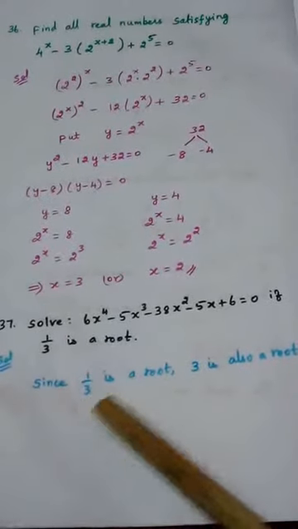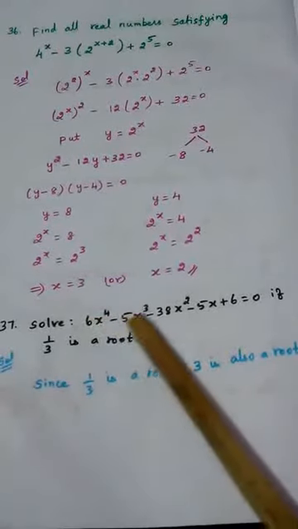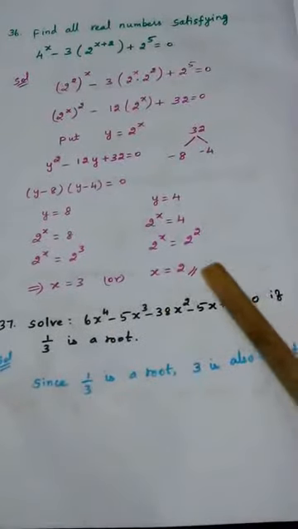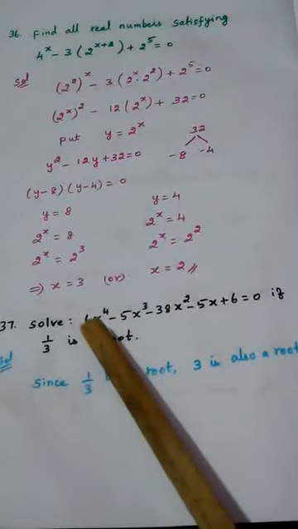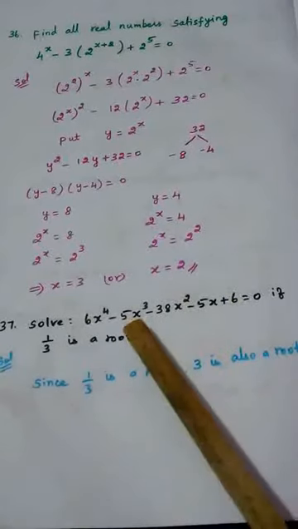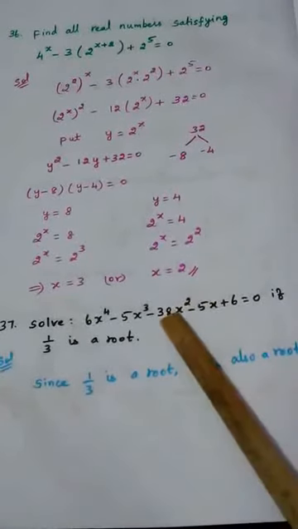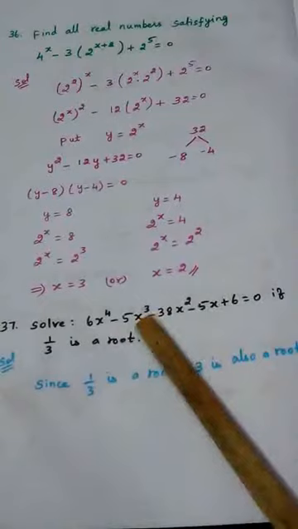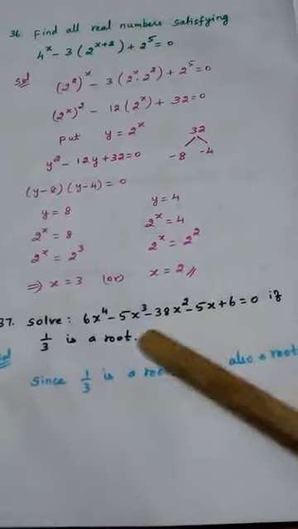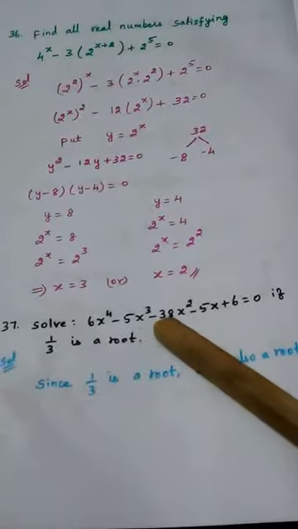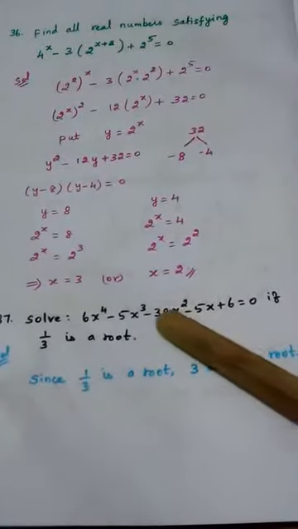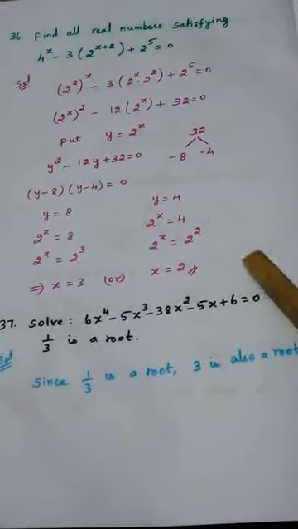Since 1 by 3 is a root and this is a reciprocal equation. If you see carefully, this is a reciprocal equation because of 6, 6, minus 5, minus 5, minus 38. From the beginning or even from the last, the numbers are the same. 6, minus 5, minus 38, and 6, minus 5, minus 38. That is called a reciprocal equation of type 1.